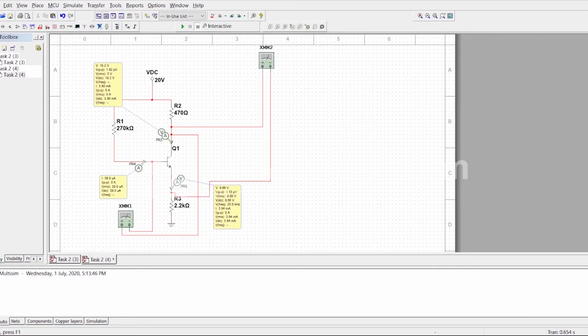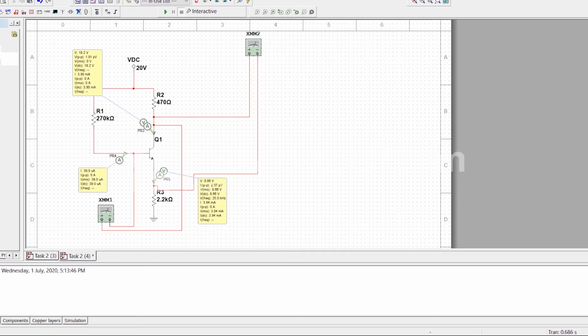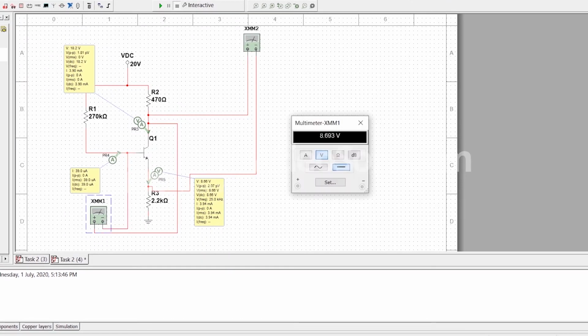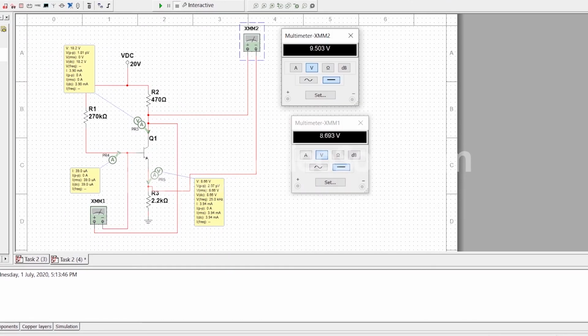This will be the setup of the circuit in Multisim to obtain all the values. To get the values, we should press the play symbol and stop it to get the values. Now all the values have appeared on the screen.